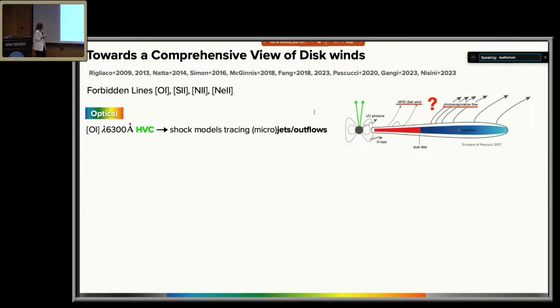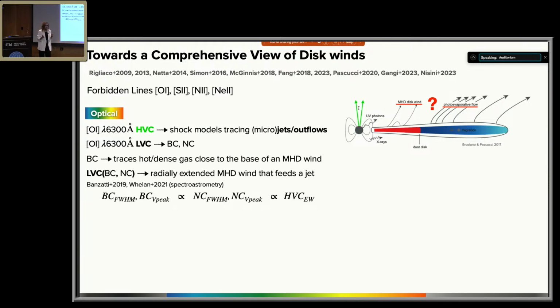Well, there's a general consensus that the high velocity component observed in the oxygen one line definitely comes from a jet, a collimated jet at hundreds of kilometers per second. But for the low velocity component, it's a little bit tricky. There seems to be more and more of a consensus that the broad component of this line traces hot dense gas close to the base of a magnetohydrodynamical wind. So it has this origin in the magnetohydrodynamical wind.